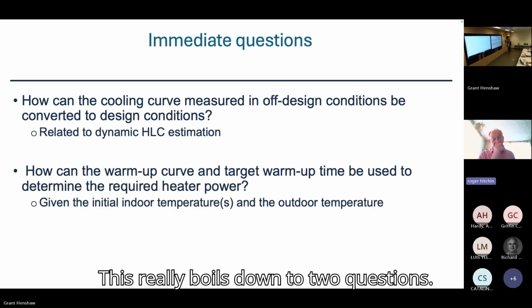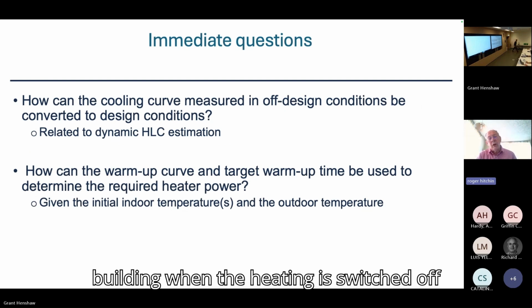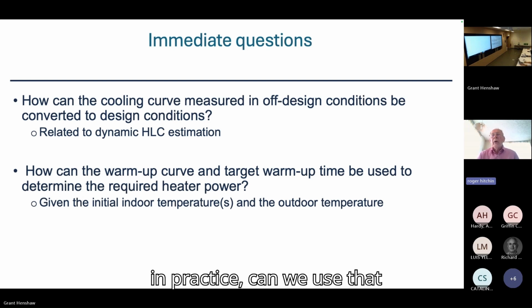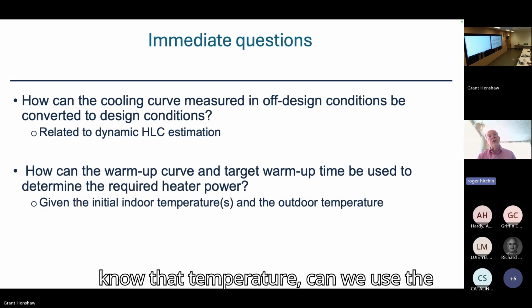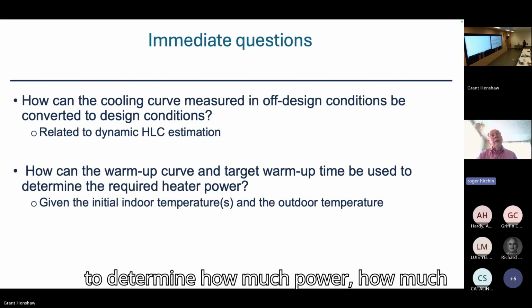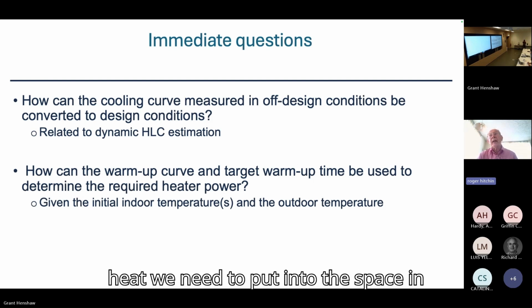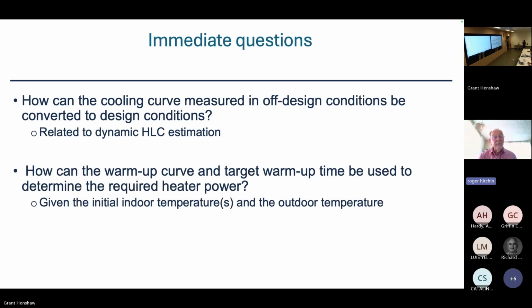This really boils down to two questions. One is, if we measure the cooling of a building when the heating is switched off in practice, can we use that information to determine or to estimate the minimum temperature inside the room under design conditions? And secondly, if we know that temperature, can we use the heating response of the building to determine how much power, how much heat we need to put into the space in order to reach the set point at a particular time? So that's the essence of it. Next slide, please.